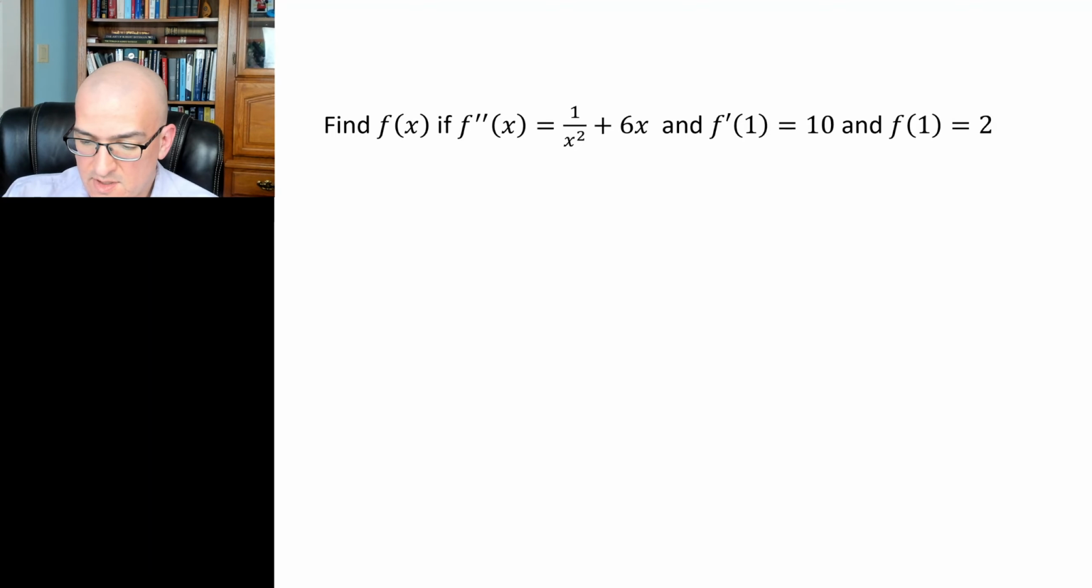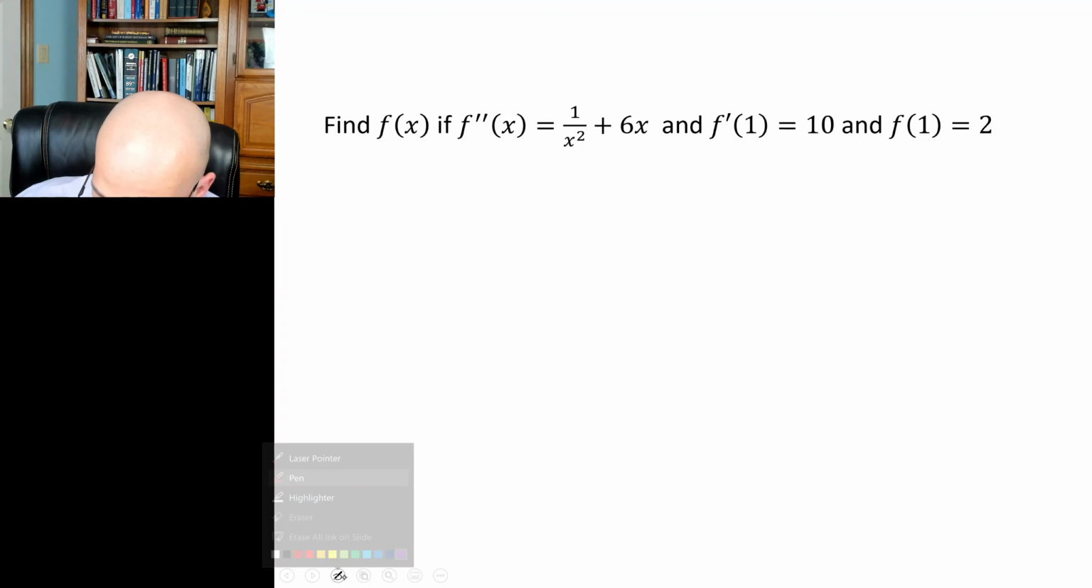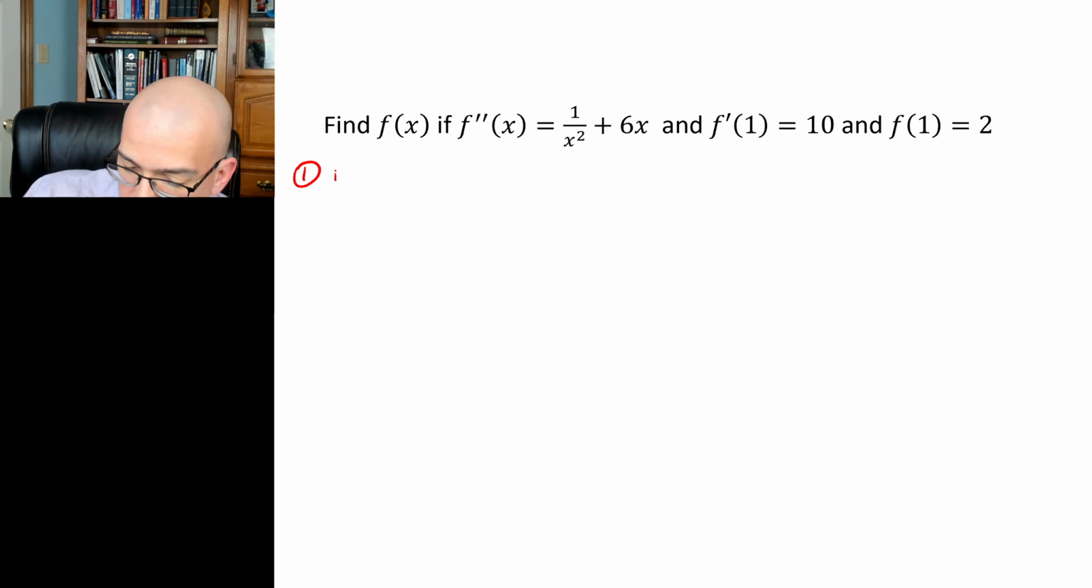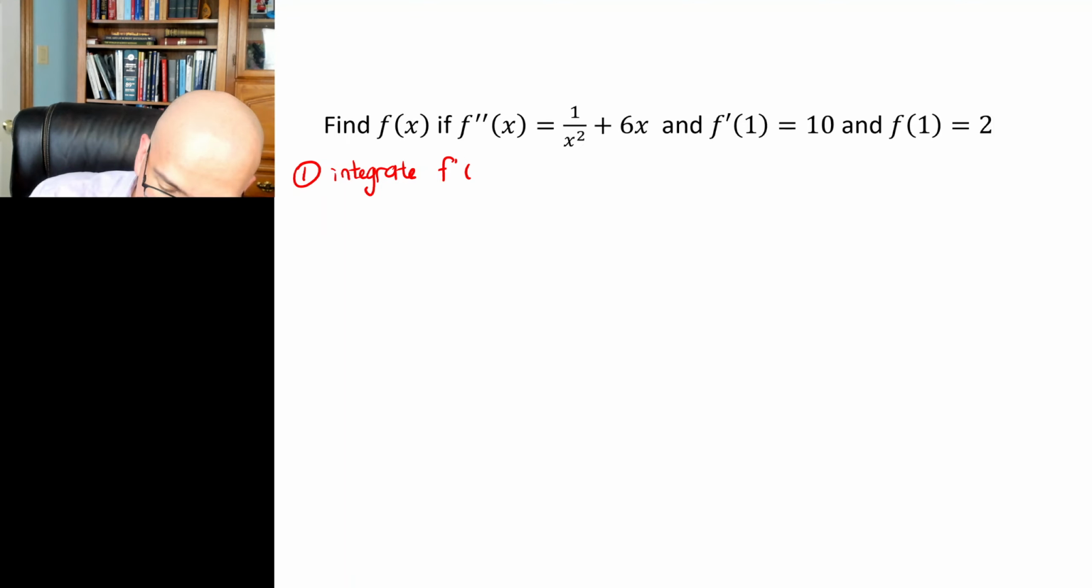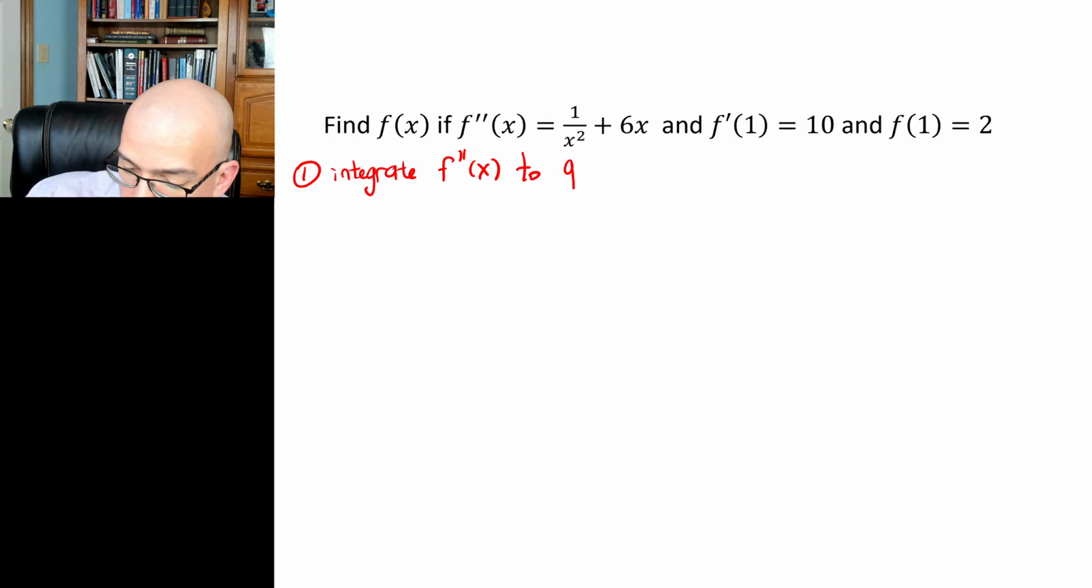Second example of a problem where we are given f double prime and given 2 pieces of information about f: one piece about f prime at 1, another piece about f of 1, and we're asked to find the original function. So step 1, integrate f double prime of x to get f prime, and use f prime of 1 equals 10 to find c.